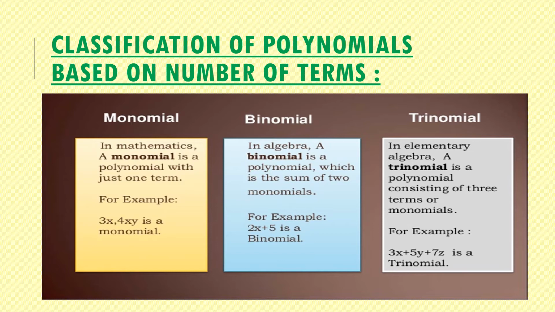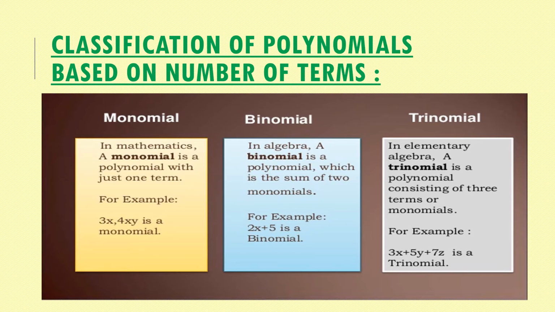In mathematics, a monomial is a polynomial with just one term. Mono means one. So it is a polynomial with one term. For example, 3x. 3x is one individual term. 4xy, it is one more term, is a monomial. You can give some more examples like 4y, 60. These are single terms and they are monomials.